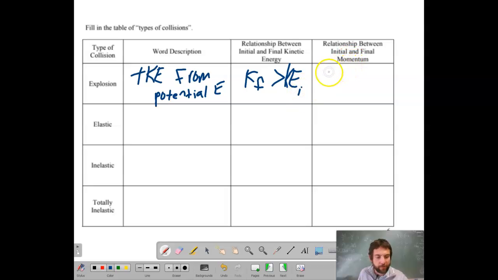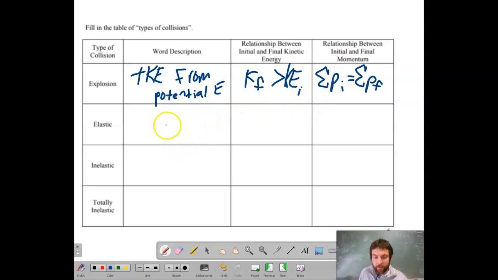Relationship between initial and final momentum. Momentum is conserved in this instance. Our initial total momentum equals our final total momentum. Add up all of your momentums. If you have two objects, you add up two momentums. If you have 10 objects, you add up 10 momentums.